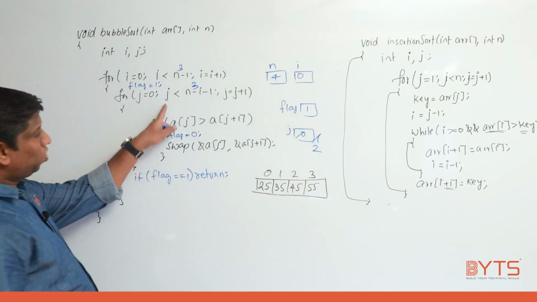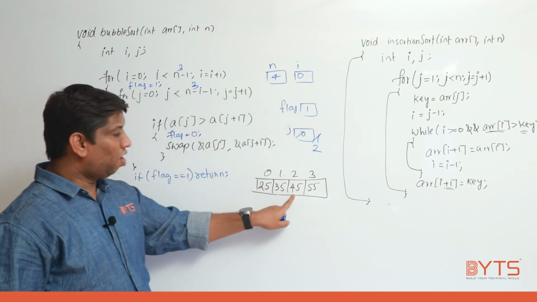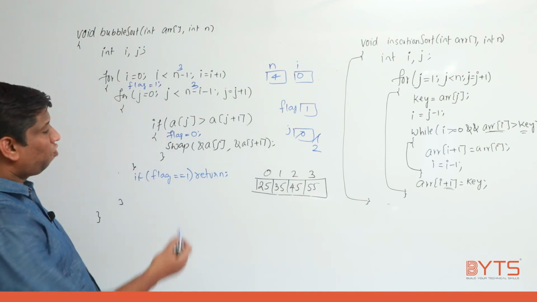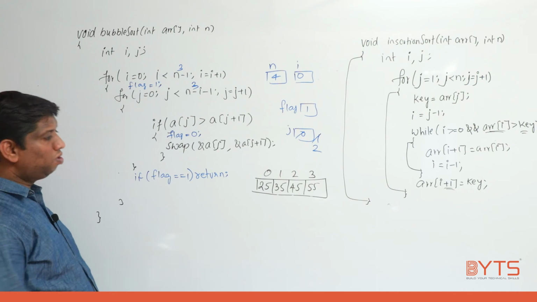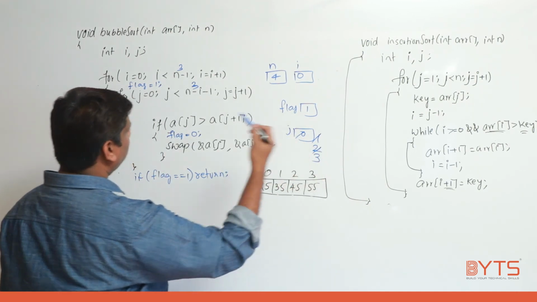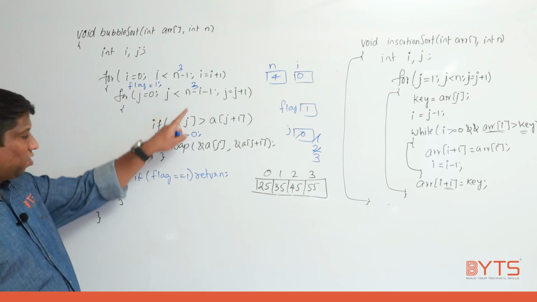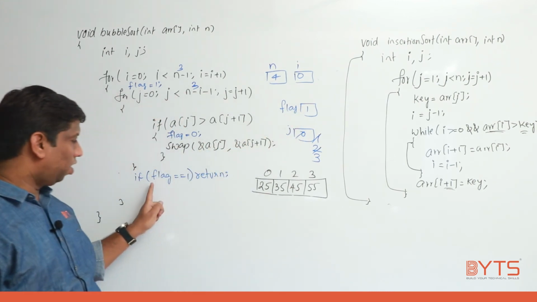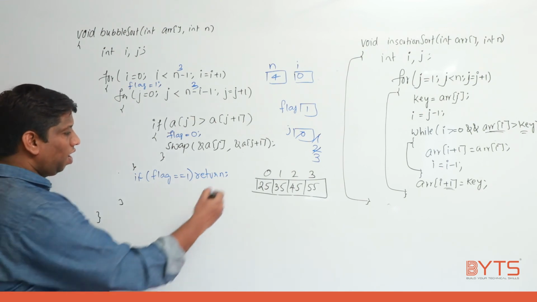2. 2 is less than 3, true. And 45 and 55 are compared. So 45 greater than 55 is also false. So when the condition is false, it will become what value? 3, right? 3 less than 3 false. Come here, what is the value of flag? 1 only. Flag value is what? 1 only. 1 equal to 1 true, and we are going to return.